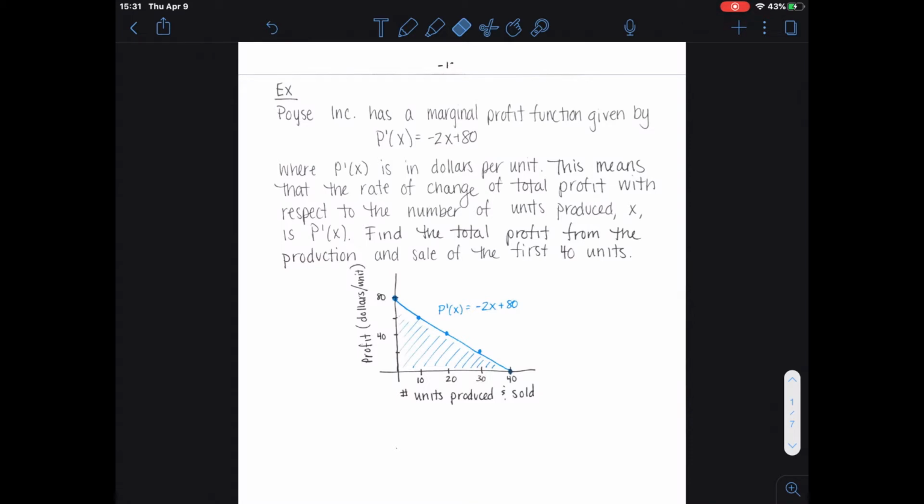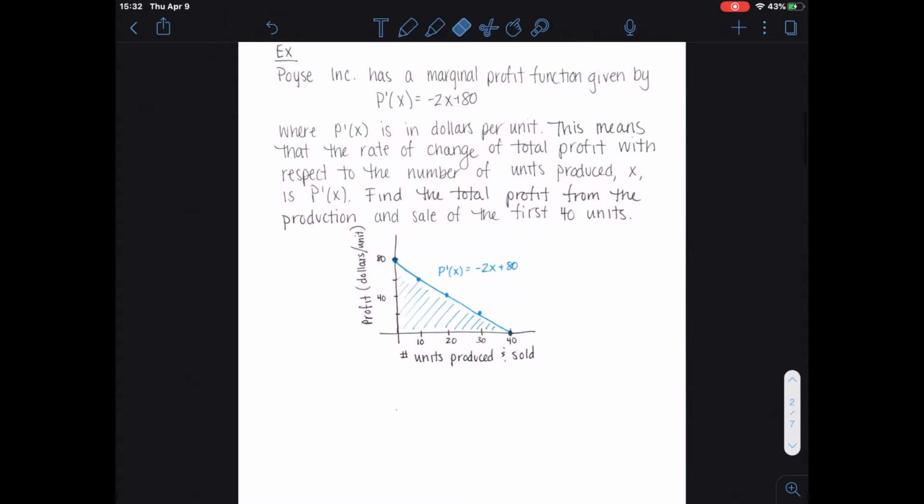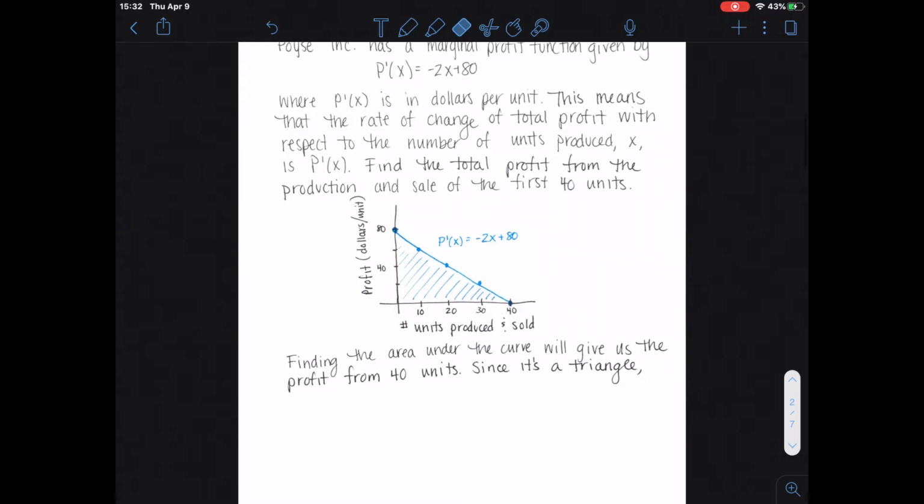So if we want the total profit, we just find the area underneath this curve. So this is not something that has a constant profit from each one. The more you produce, the less profit you're going to make. So you can't use the same algebraic approach as before. But because the area is nice, it's just a triangle, the area under the curve will give us the profit from 40 units. And the profit is just a triangle, so it's 1/2 times the base, which is 40, times the height, which is 80. So our profit from the first 40 units will be $1,600.